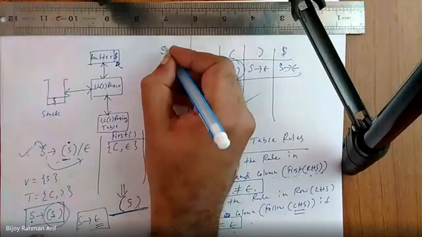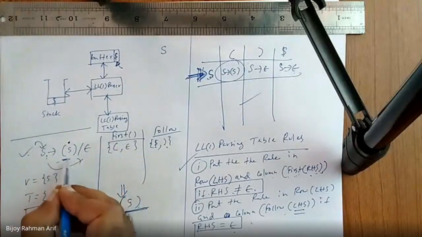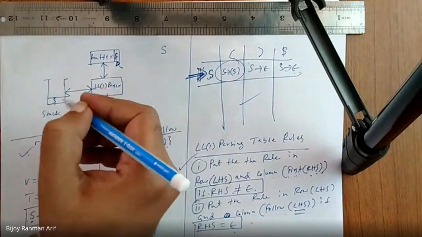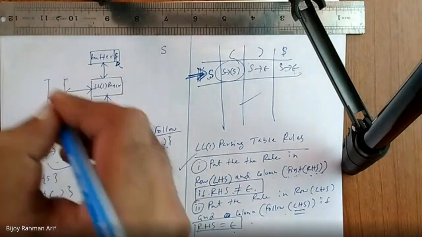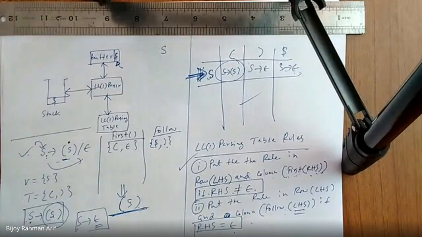Yes, sir. So in this case, if you start from this S in this grammar, then it has two productions. S derives open parenthesis, S close parenthesis, and S derives epsilon. Which rule are you going to use? That is the $1 million question in an LL(1) parser. Am I right? And that is the $1 million question in any top-down parser.